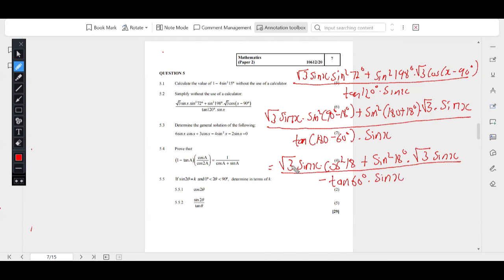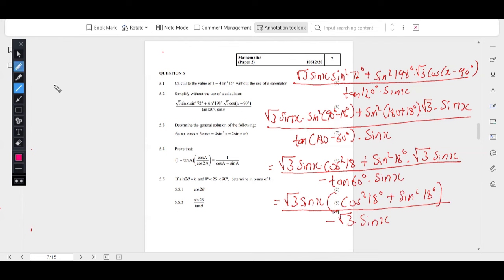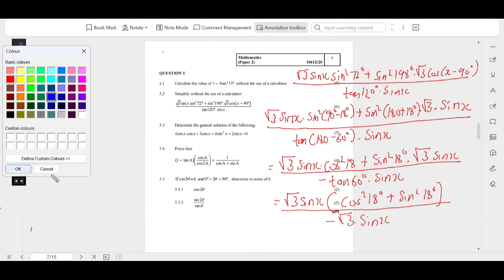So little by little, you are breaking it down. Now, if you can check the numerator here, you will see that, oh, we have a common factor of root 3 sine x. So let's factor out our common factor. Root 3 sine x, and then bracket, we have cos squared 18 degrees plus sine squared 18 degrees, right? Now, 60 degrees is a special angle, meaning we can punch this into our calculator immediately. So negative tan 60 is negative root 3. Then we have negative root 3 sine x. Wow, what happened here? Now we can see that we can cancel out these ones because they are actually the same, right? Denominator, numerator are the same. So that means at that point, you can say, let them divide out.